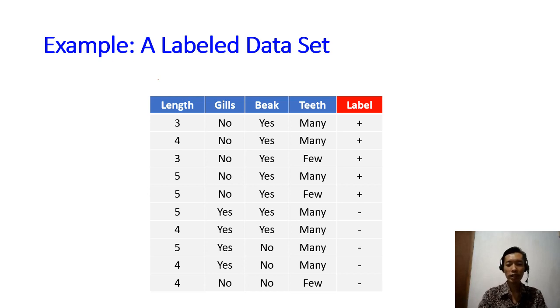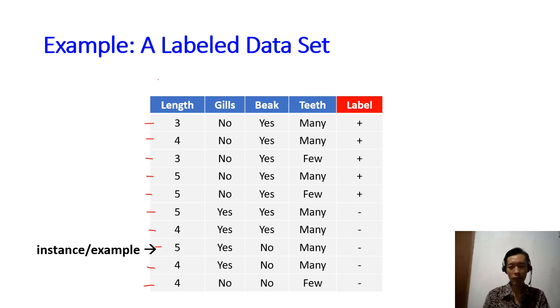In this data set, each data in the data set is usually called an instance or an example. Here we have 10 instances or examples. Each of these rows is called an instance or an example. You can think of each of these as one fish. So here we are talking about fish.